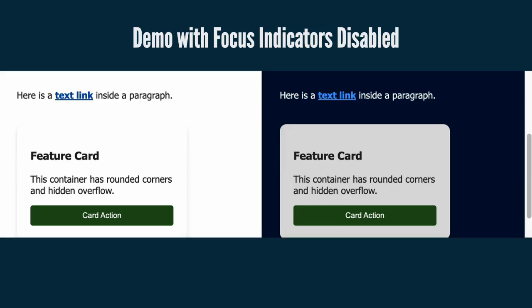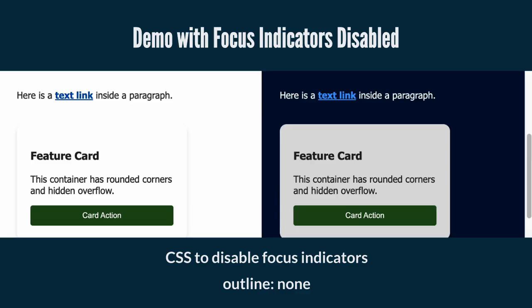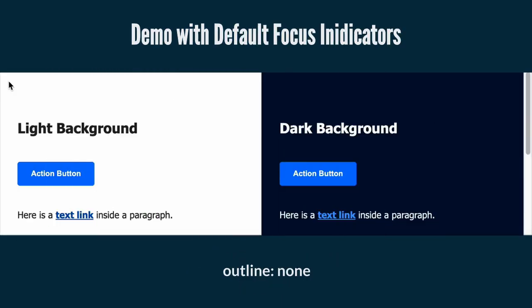Usually it's because of a global reset. Developers often use CSS like outline none to remove default focus indicators. Then it's never replaced with custom focus indicator styles, leaving keyboard users stranded. The quickest fix is to bring back the browser defaults.